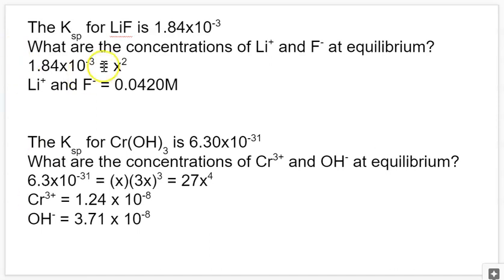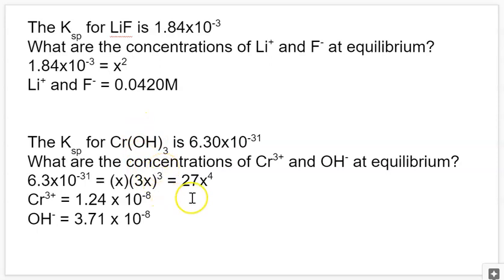So for this one, it's pretty easy since lithium and fluoride are going to be 1-to-1 in the solution. So if we call lithium X, we can also call fluoride X. And then we can just say that 1.84 times 10 to the negative 3 is equal to X squared. And then solve for X, which in this case is going to be 0.042 molar. And for this one, the Ksp of 6.30 times 10 to the negative 31 is going to be equal to X, standing for the chromium, and then 3X, representing the hydroxide, raised to the third power.